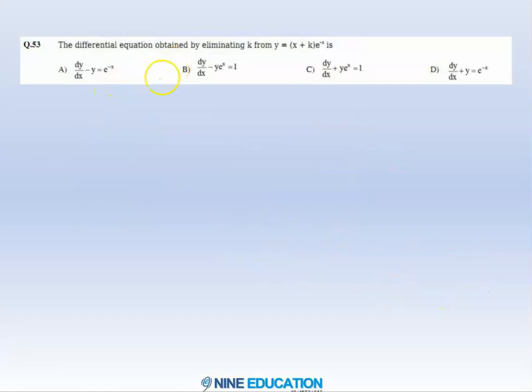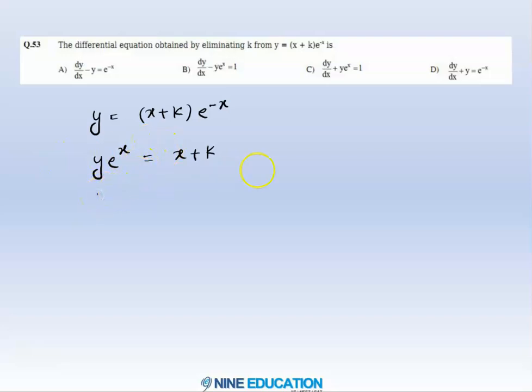Question number 53: the differential equation obtained by eliminating k from y is equal to x plus k into e power minus x is. Since we have to eliminate the parameter k, we can write this as x plus k e power minus x. Let's multiply with e power x on both sides. So this will become y e power x equal to x plus k. This e power minus x is cancelled with e power x, basically they will nullify each other.